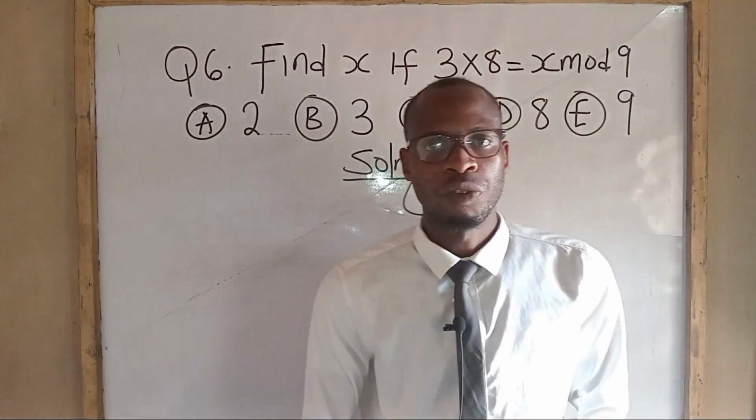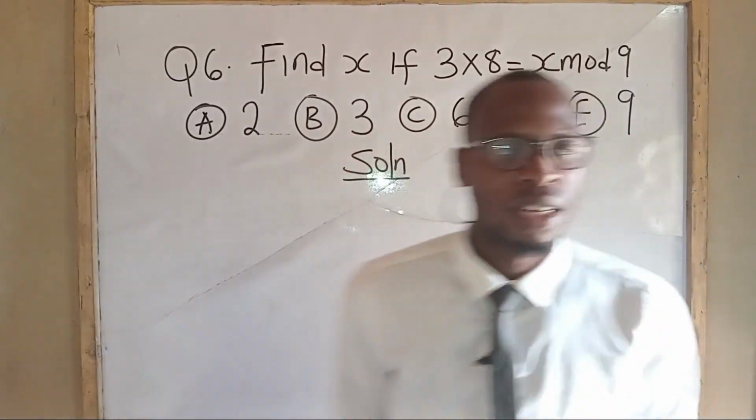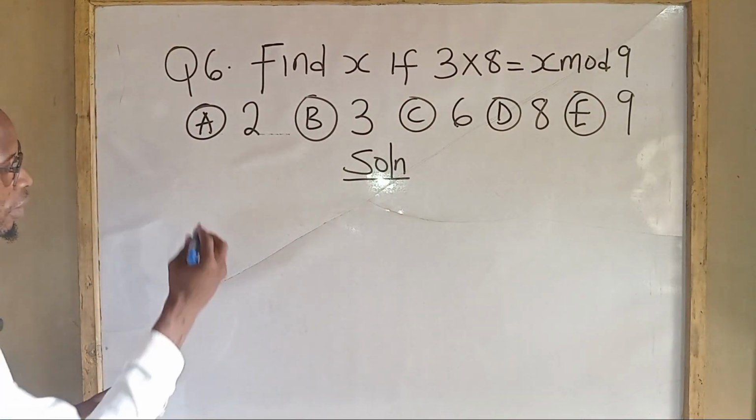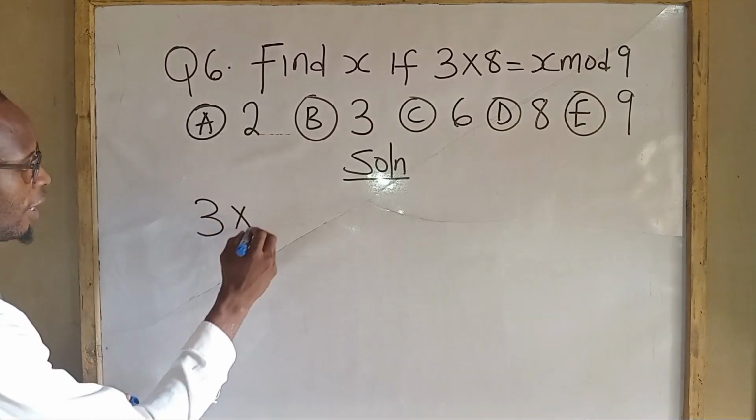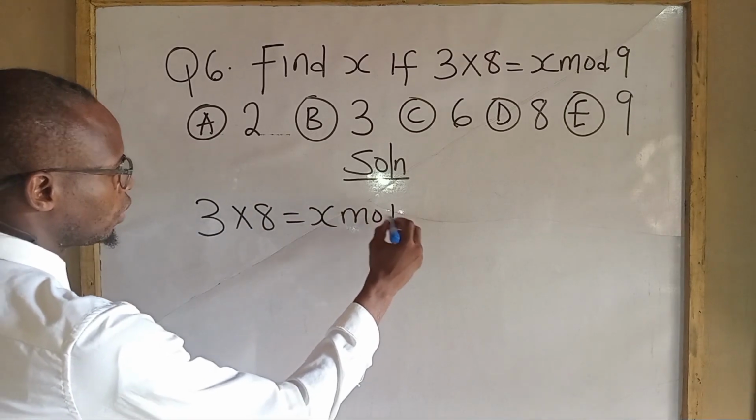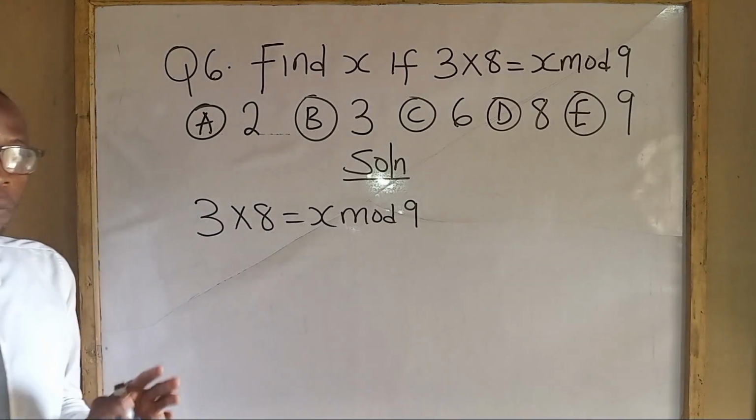So today we continue from where we stopped in our last class. We have question number 6 here. The question says you should find the value of x if 3 multiplied by 8 is equal to x mod 9. This mod means modular arithmetic, so this is a modular arithmetic problem.